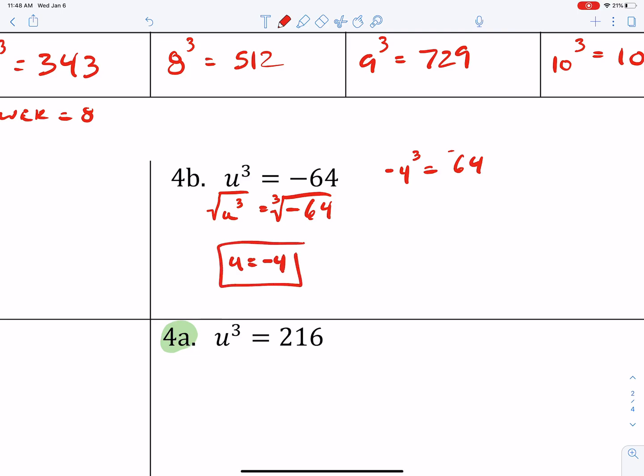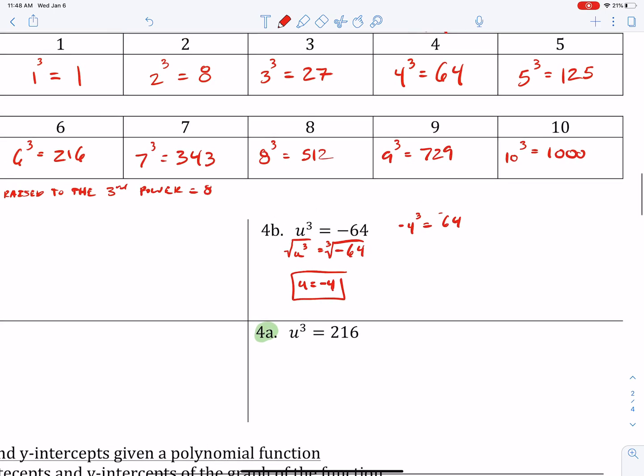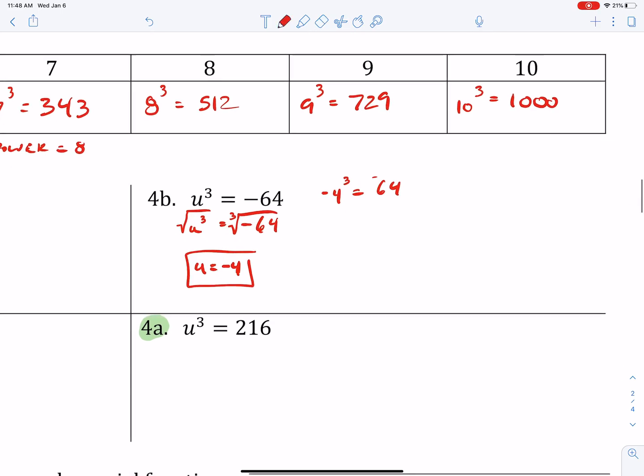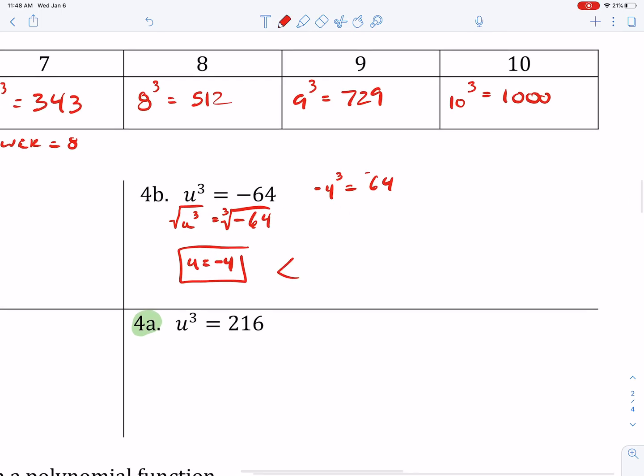Furthermore, I knew that it was 4 because 4 cubed, that I'm highlighting right here in green, is 64. So I know my answer has to be 4. Now there's a way to check this if you're still not sure of your answer. There is a way to check this.